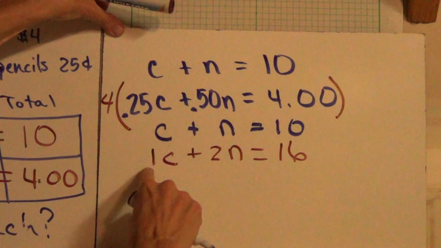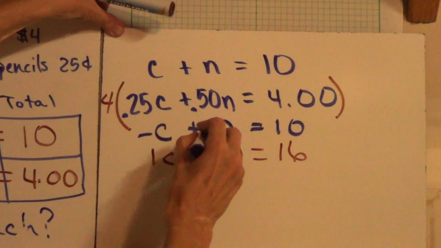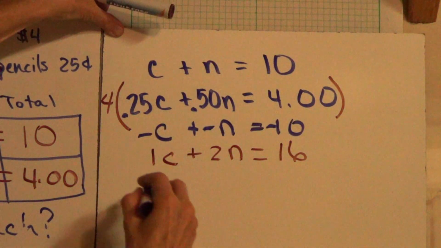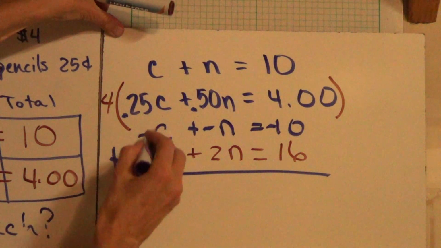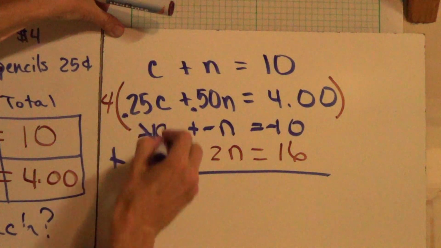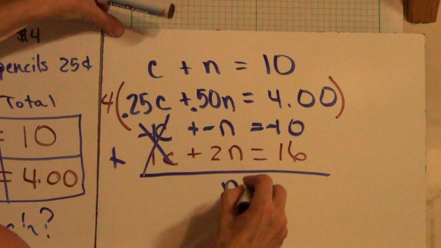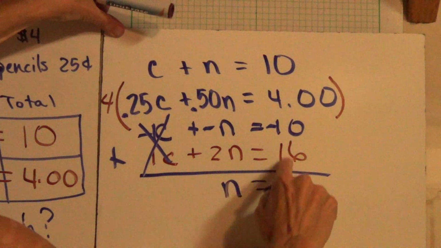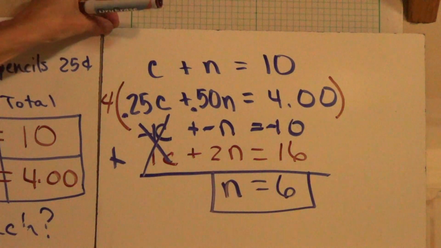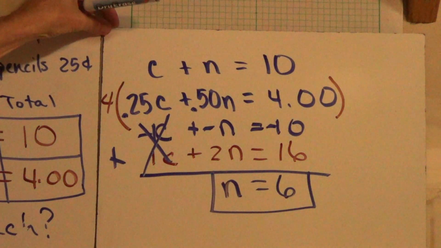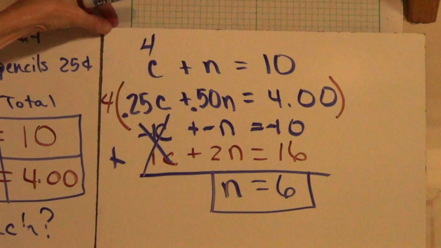Now I could put a negative on all of these, but I can see easily if I put a negative on these, then I end up with a positive answer here. So when I add these, 1C and a negative C, that's a negative 1C. Those are a zero pair. 2N minus an N would be an N, 1N. 16 minus 10 would be 6. So I know that I bought 6 pens. If I bought 10 altogether, then I know I bought 4 pencils.